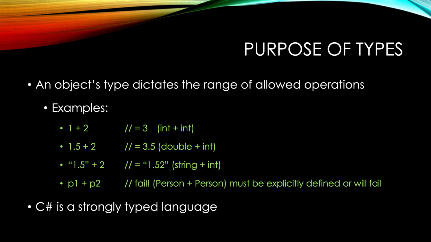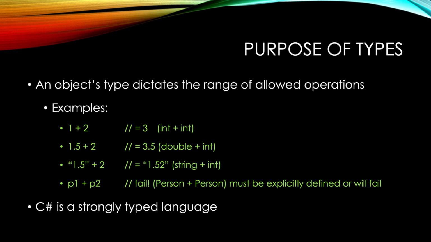Now, C# is a strongly typed language, which means that the compiler needs to know what type of object it is dealing with, or you're going to get compile time errors. Or even worse, if you try to do something dynamically, like load a DLL and you don't have the right type, it could fail at runtime if it doesn't know what type it is.